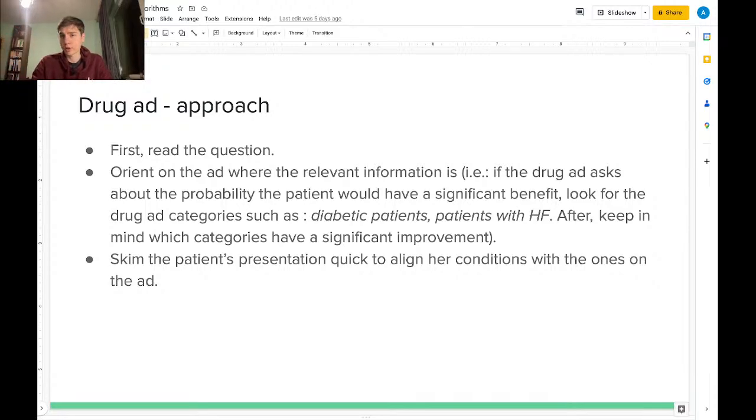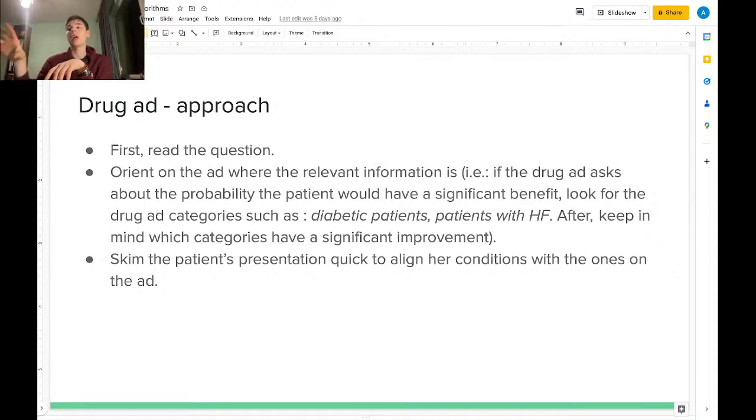So the first element is the question. For instance, in this case, would the patient benefit from the drug, let's say. Then you go to the class the patient might be. So you go to the start of the vignette and you skim for the enumeration of his medical history, heart failure, diabetes, etc. Once you have those underlined, you go and look at the classes on the drug ad, and you'll see heart failure, but maybe you won't see diabetes.